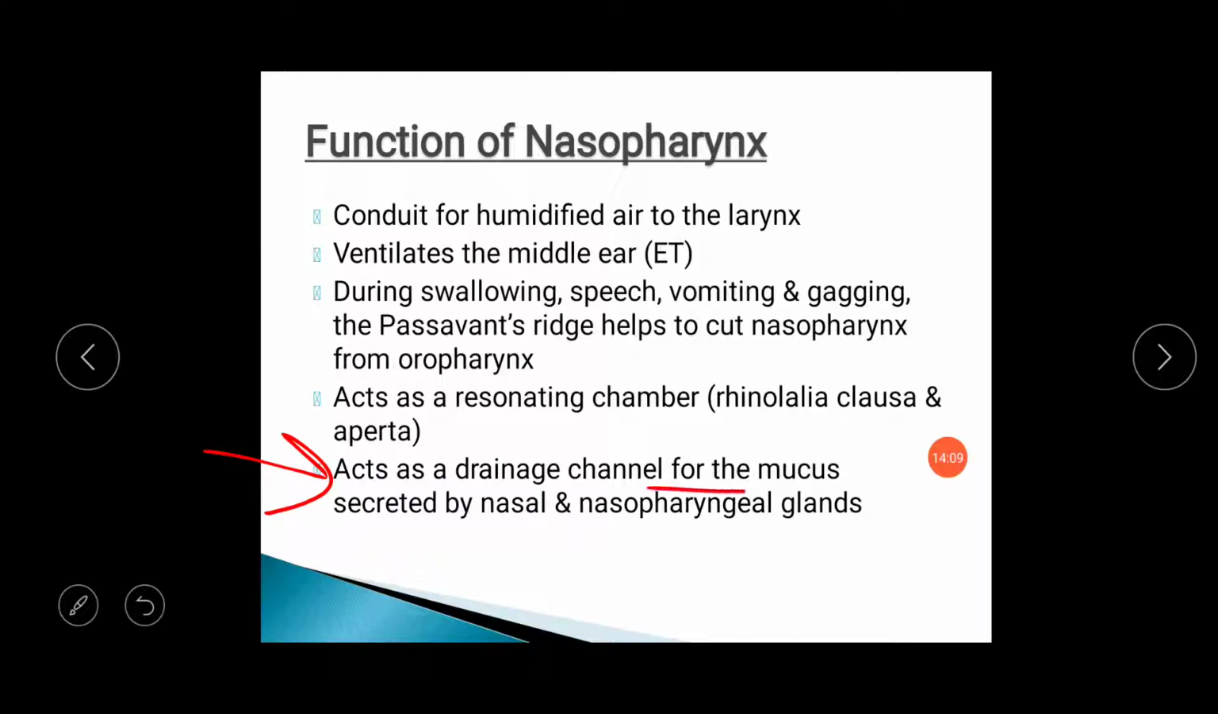drainage channel for the nasopharyngeal glands. As we have seen in the physiology of nose and nasal cavity chapters, mucus formed in the nasal cavity usually goes at 5 to 10 millimeters per hour speed, and it will directly go into the nasopharynx, and from the nasopharynx it will directly go into the oropharynx and our stomach.